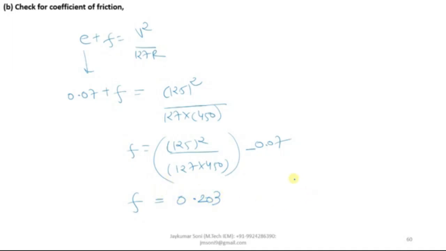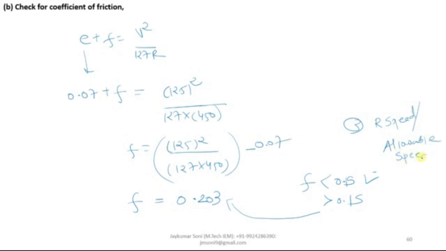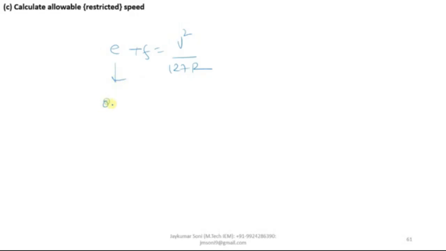If you calculate it like this, you will get the value of F as 0.203. Now the criteria for F: if F is less than 0.15, then it is okay. But if the F value exceeds 0.15, and here you can see that the value of F is more than 0.15, so you have to go for another check, that is the third check, which is the restricted speed check or allowable speed check. So we will go for another calculation, which is for allowable speed. We will put E plus F is equal to V square by 127R. We will put E as 0.07. We will put F as 0.15.